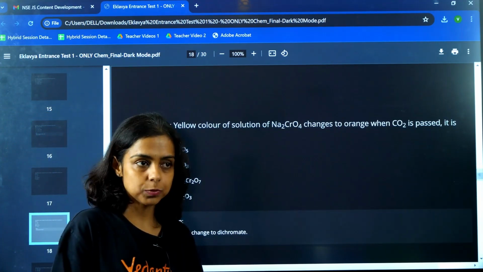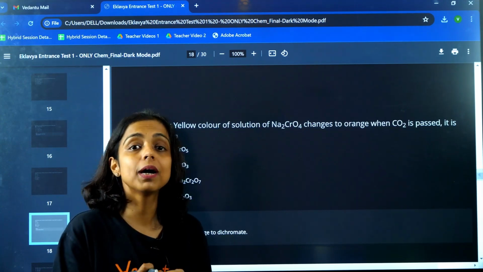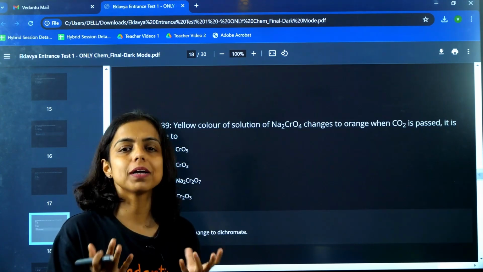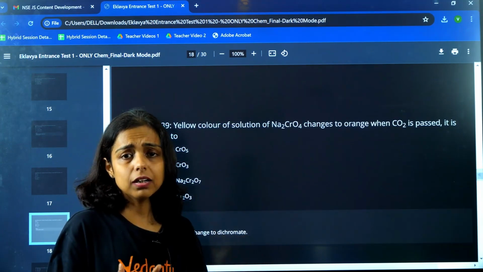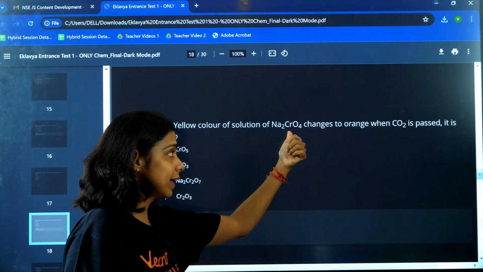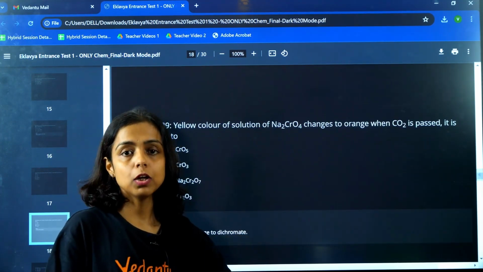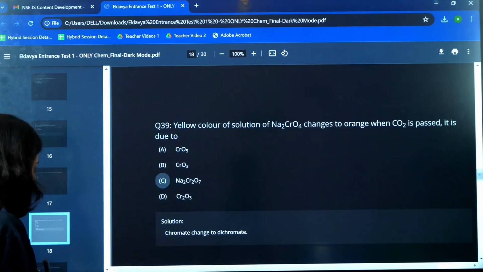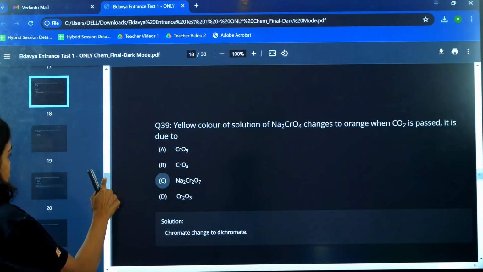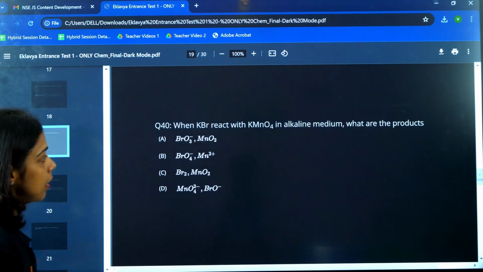CO2, when it combines with water, forms carbonic acid. So the solution becomes acidic. This is not a redox reaction, because in chromate and dichromate ion, both have chromium in +6 oxidation state, right? Pretty fundamental question. Next question, let's solve the next question, guys.